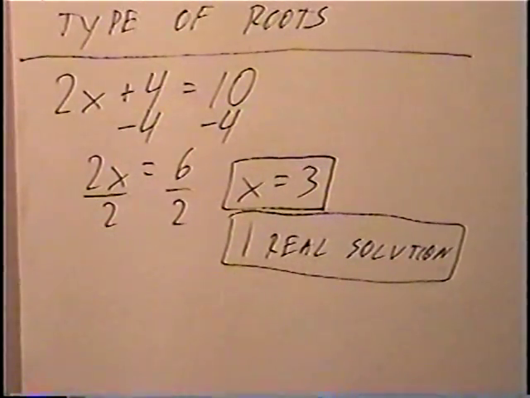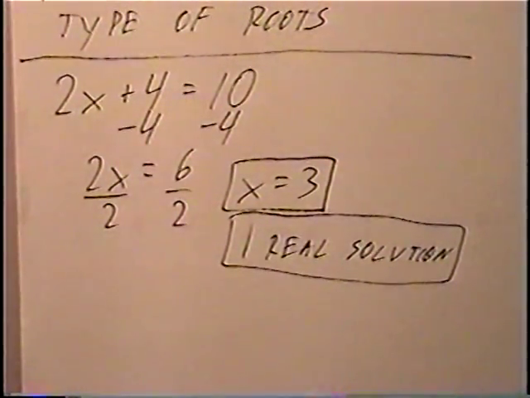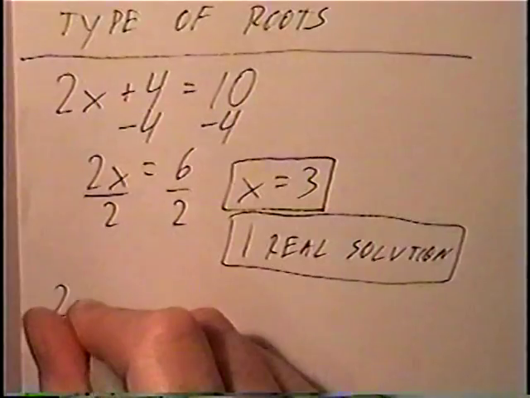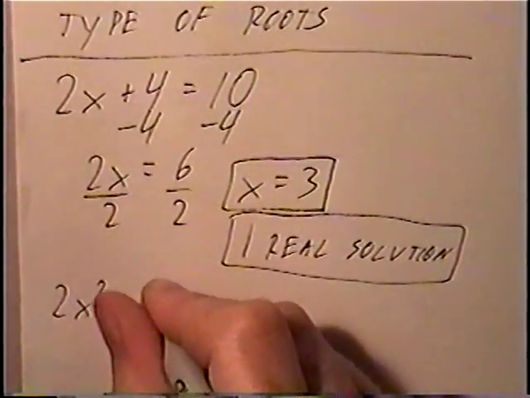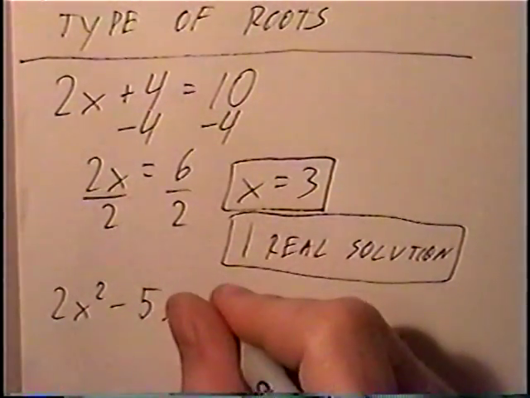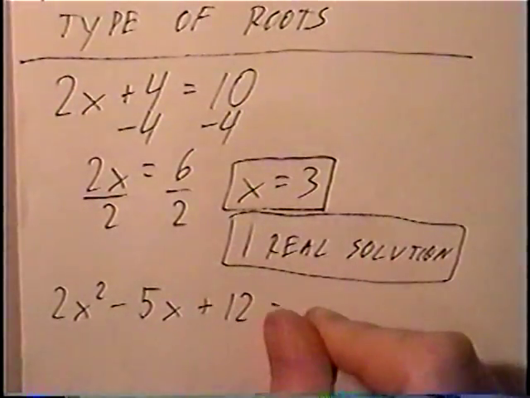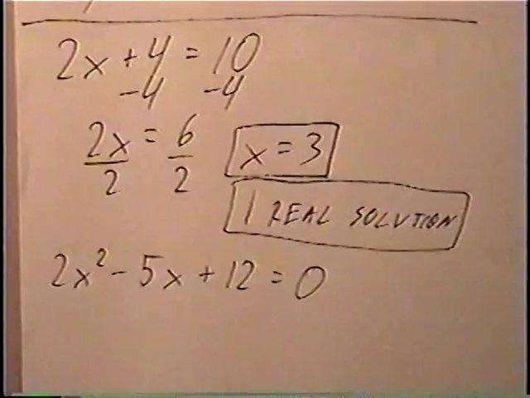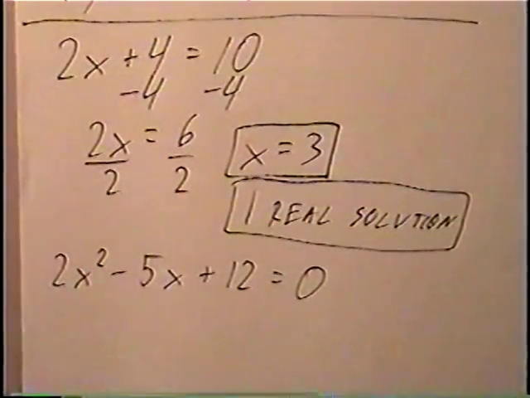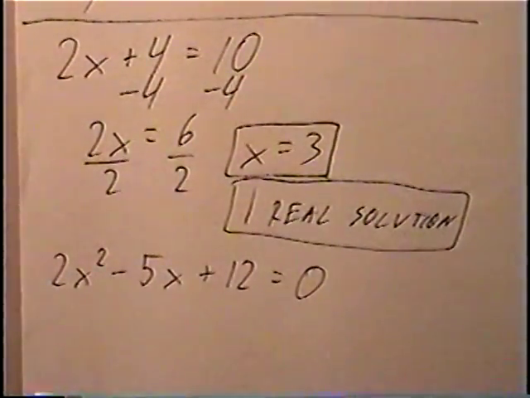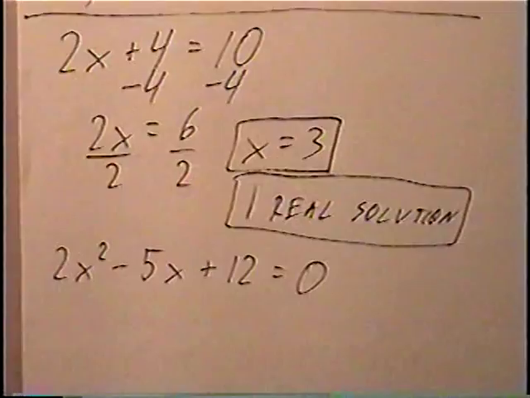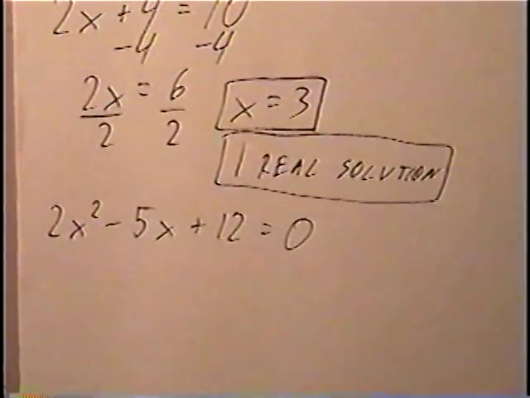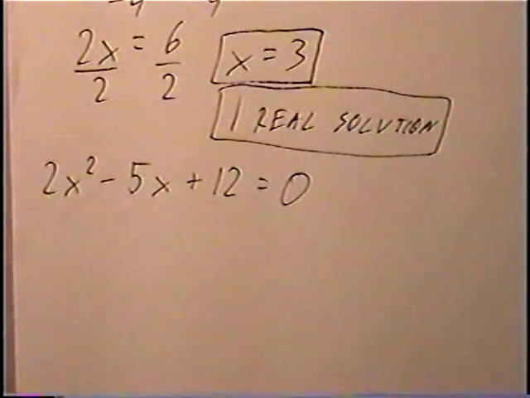Second question, and last question for the section. 2x squared minus 5x plus 12 equals 0. This question we have a quadratic equation with x squared. A couple ways to solve this. You can try and factor the equation. This equation does not factor though. You could try to complete the square, or we can also use the quadratic formula.